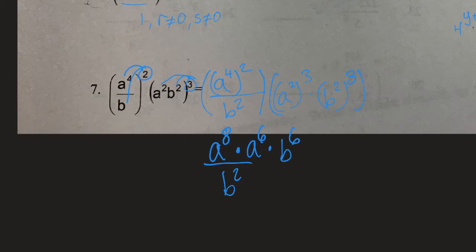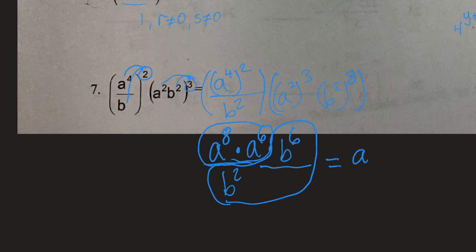Now, with our a's, we have the same base, and they are multiplying, so we're going to add the exponents. But for our b's, we're dividing, so we're going to subtract the exponents. So we're going to have a to the power of 8 plus 6, which is 14. And then we have b to the power of 6 minus 2, which is going to be b to the power of 4. So this is our final answer.